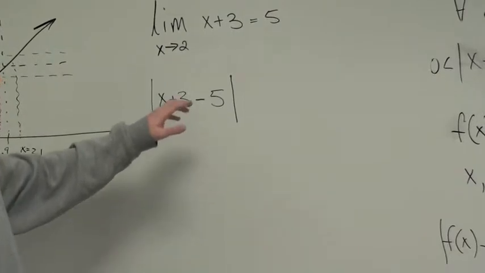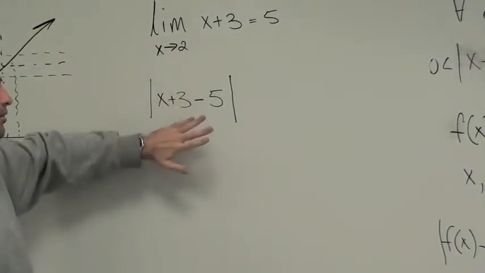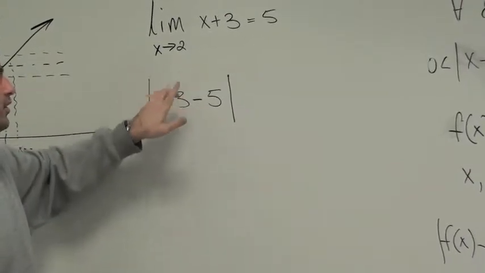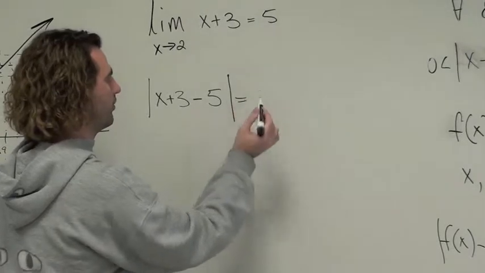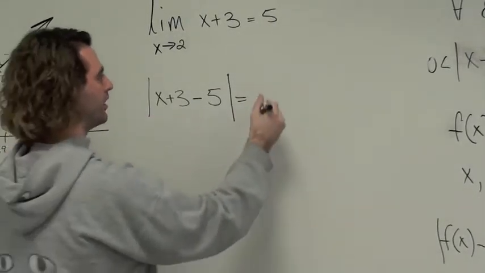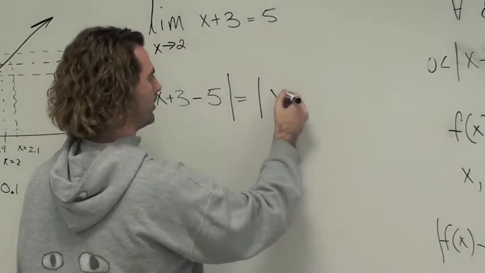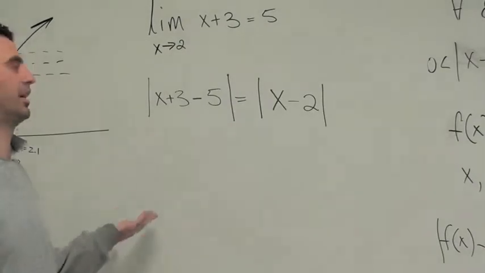In this case, our x is x, and our a is 2. So we want to manipulate this somehow to get it to look like x - 2. Which, we're in luck. If we combine like terms here, it's going to give us the absolute value of x - 2. Great.